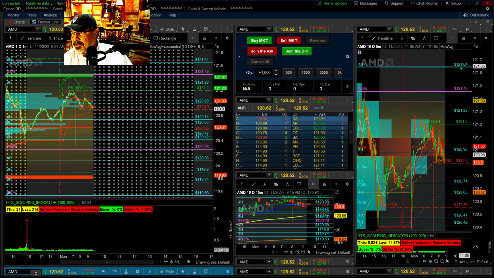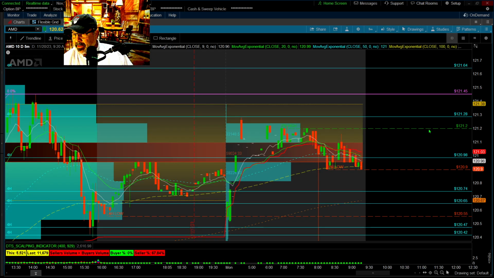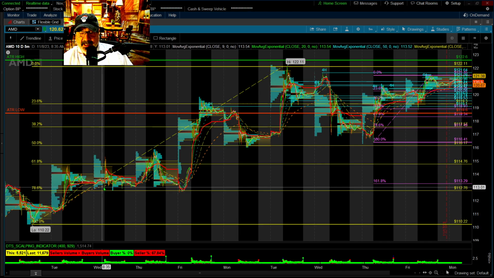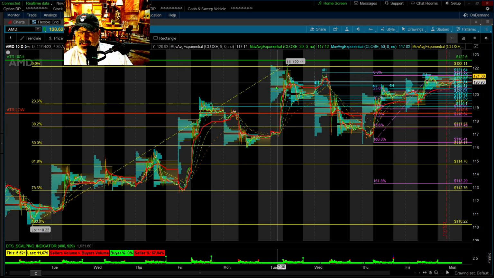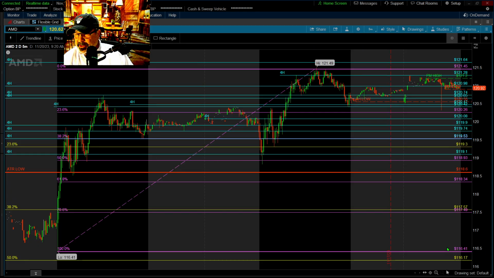Then the other thing we do is a Fibonacci. So we do a Fibonacci on the 5-minute over a 10-day period. Didn't quite need to go 10 days to get the high low. And that's going to give us some of our pivot points within the channels. And then we do the Fibonacci over a 2-day. There it is right there. Make them different colors so we can see.